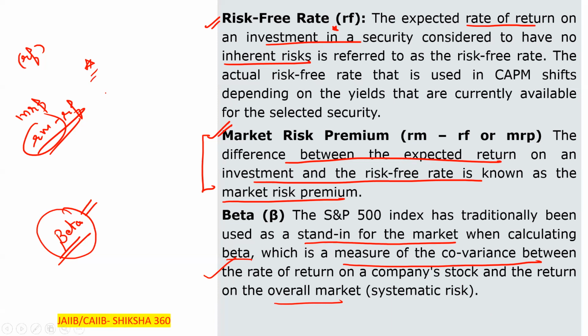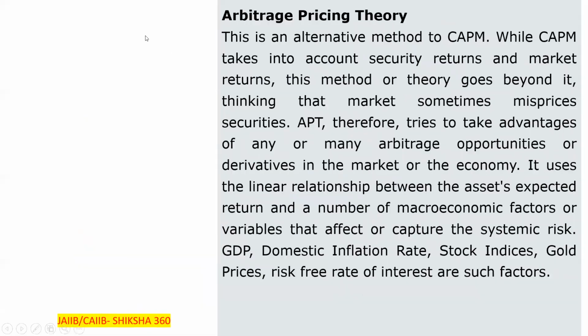And you just have to use those values and move towards the answer here. Now, the next one: we have already discussed the CAPM method, the capital asset pricing model. The next one is the arbitrage pricing theory. This is another method, an alternative to the CAPM.